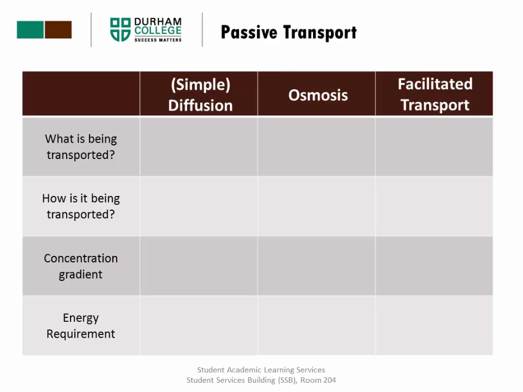We can now compare diffusion, osmosis, and facilitated transport based on what's being transported, how it's being transported, concentration gradients, and energy requirements. For example, in simple diffusion, small uncharged particles like oxygen and carbon dioxide are being transported. In osmosis, water is being transported, and in facilitated transport, large particles, for example glucose, are being transported.